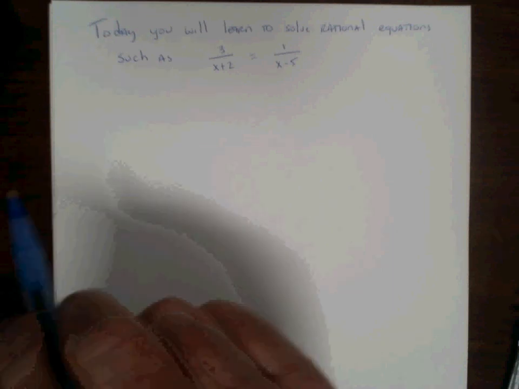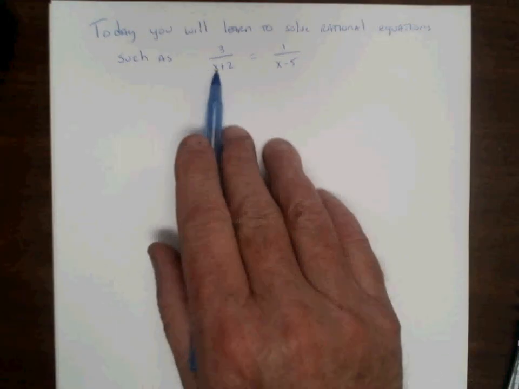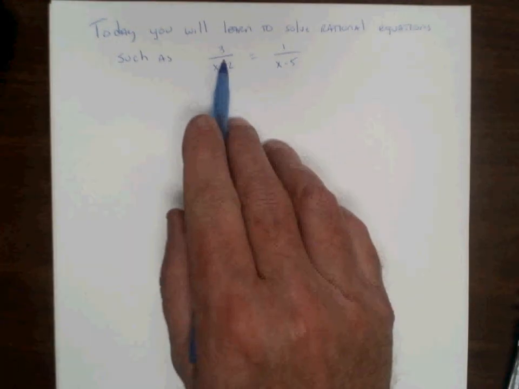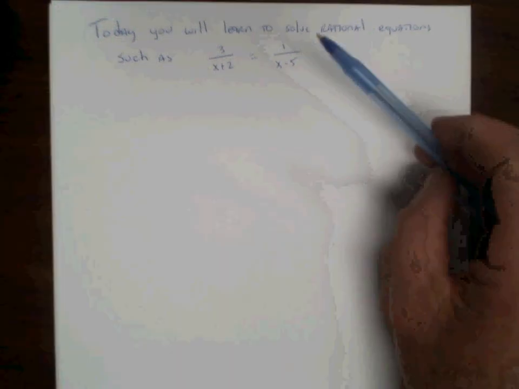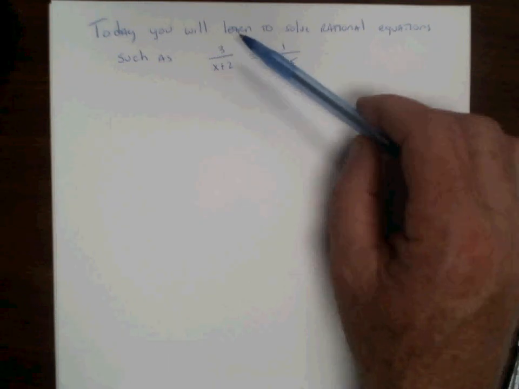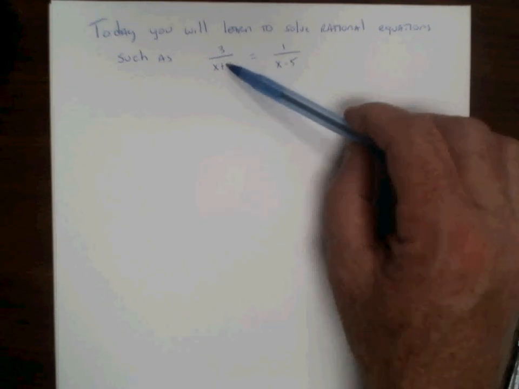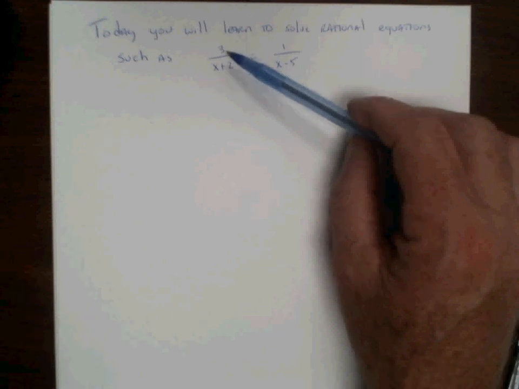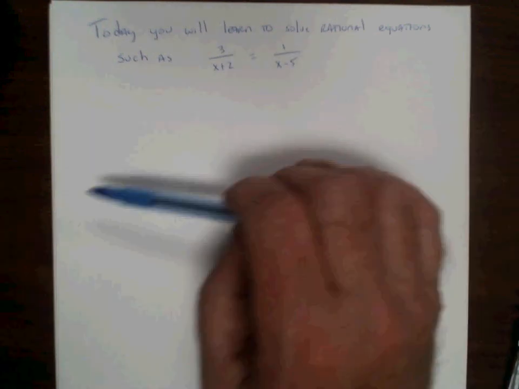Today you're going to learn how to solve rational equations similar to this right here. The thing you need to know is that every fraction, which rational equations are made up of, where they have polynomials in the numerator and denominator, is a division: the numerator divided by the denominator. What gives people trouble with these is the fractions. So if we can get rid of the fractions, we get rid of the trouble.